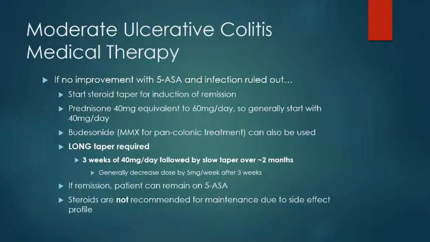We'll say we started them on this, and then we give them a couple of months, and they're still not doing better. We've ruled out an infection. So now we have to think about steroids because these patients are refractory to 5-ASAs. So we start a taper. Unlike a COPD exacerbation or something else you would use steroids for, IBD flare treatment is a long, at least 6 to 8 week duration of steroids. So it's usually around 2 months that you're going to be putting these patients on steroids.